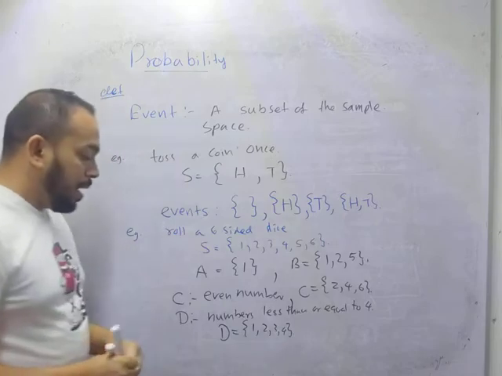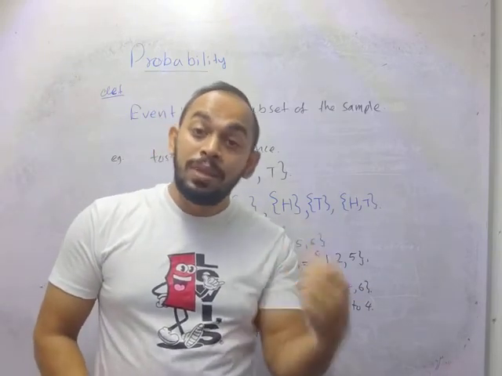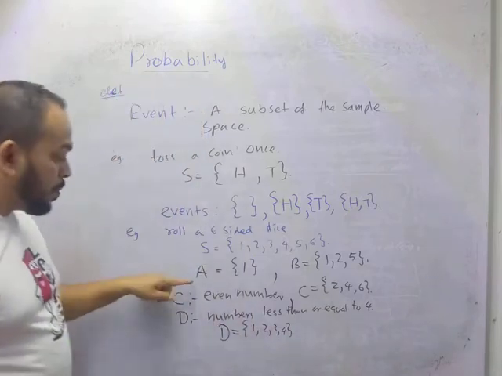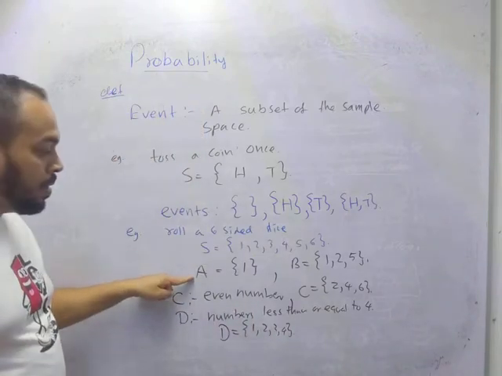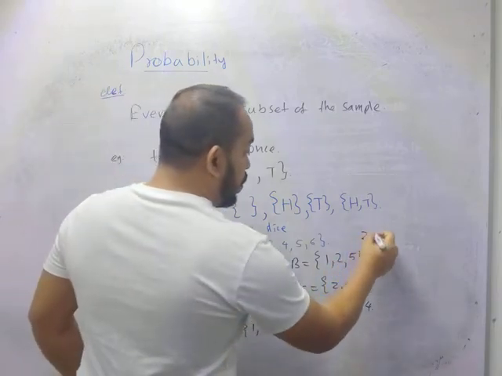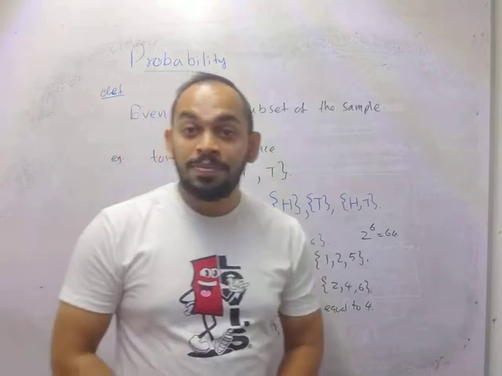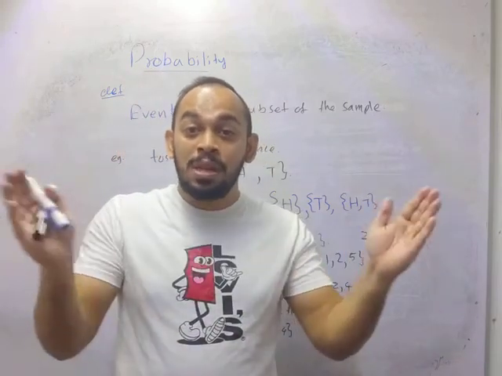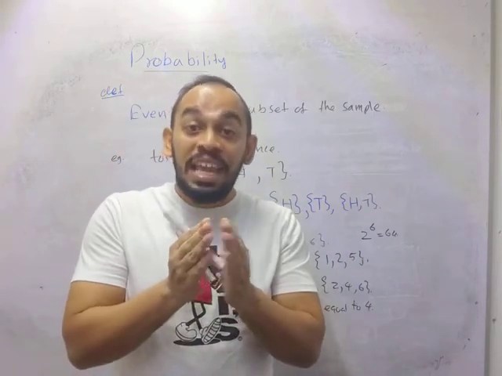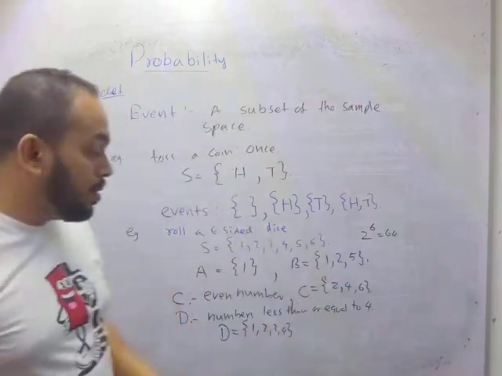Right. Then after defining the event, we can ask, what is the probability of this event happening? What is the probability of event A happening? Event B, right? So for this one, you have 2 to the power of 6. That means 64 subsets. You can build up 64 subsets or 64 events from this sample space. So that's a huge number. I'm not going to do all of them.